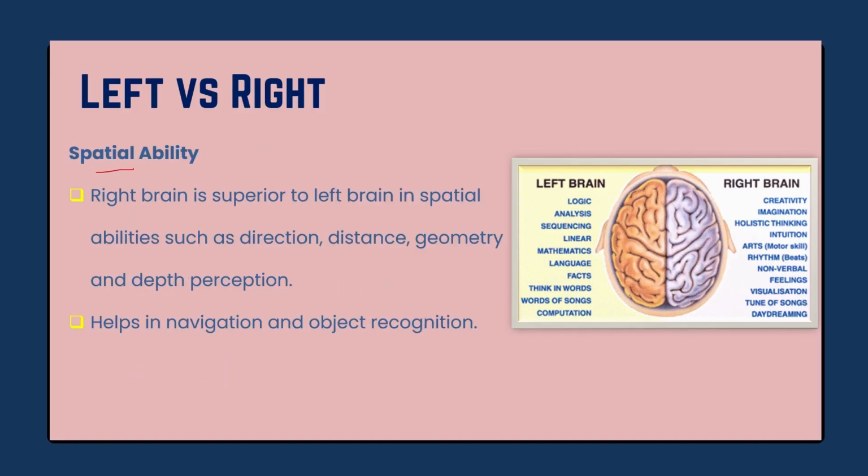Next we have spatial ability. The right brain is superior to the left brain in spatial abilities such as direction, distance, geometry and depth perception. It also helps in navigation and object recognition. This means if someone has a dominant right brain, they'll be really good at map reading and navigation.